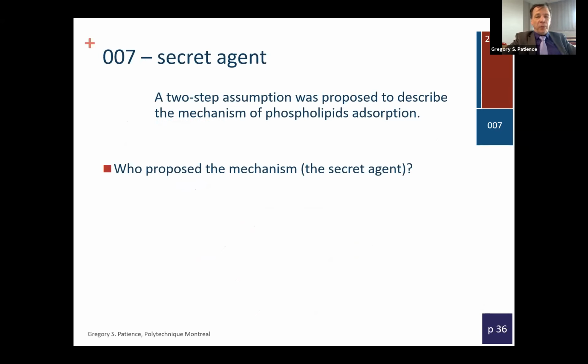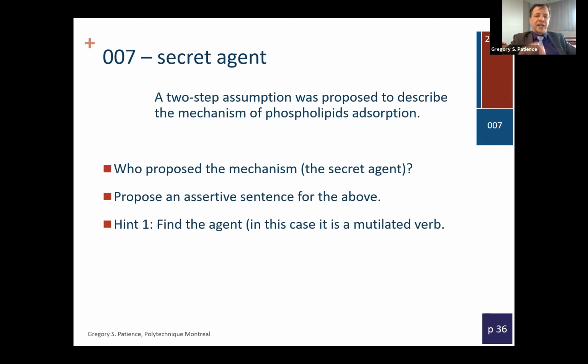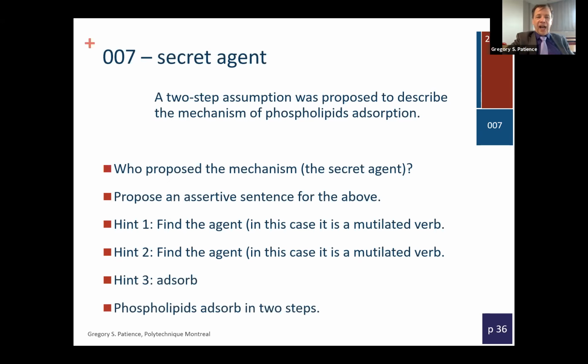So the question is, who proposed the mechanism? So again, it's a secret agent, a 007. Now, could we propose an assertive sentence for the above? This is what I like to insist, that we go in assertive sentences, okay? The first thing you do is find the agent, and in this case, it is a mutilated verb. Now, a mutilated verb ends in ION, okay? And let's see, the verb is adsorb. So, in fact, the phospholipids adsorb in two steps.